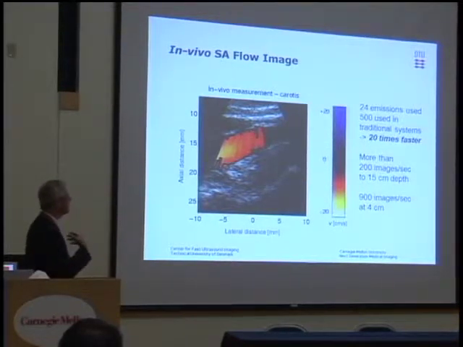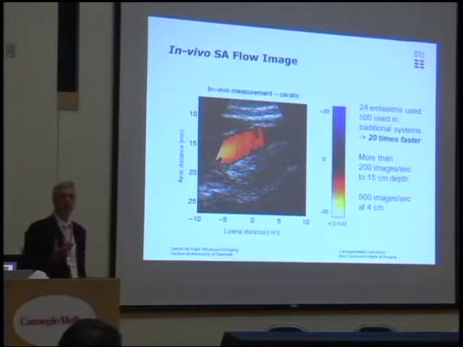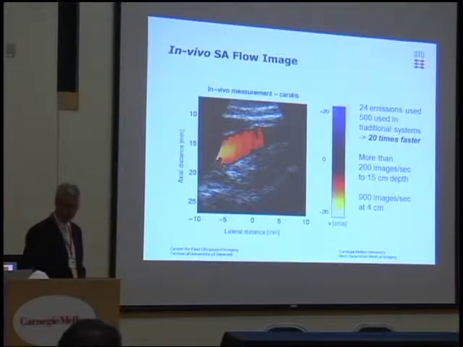That means that you can make 900 images a second down to 4 centimeters, or 200 images of the heart down to 15 centimeters. So you can see the complex flow with the vortices and things going around, and now you can study it in really good temporal detail.